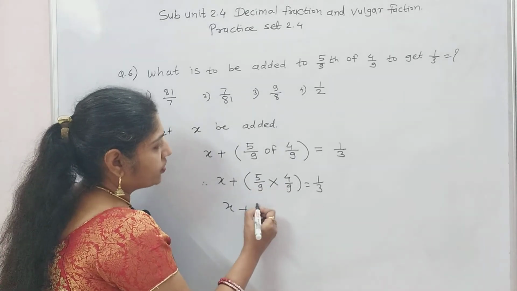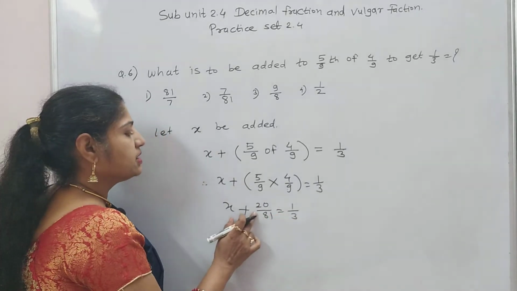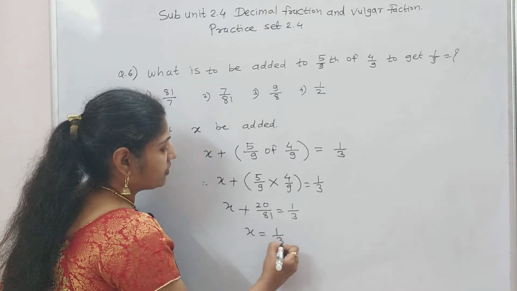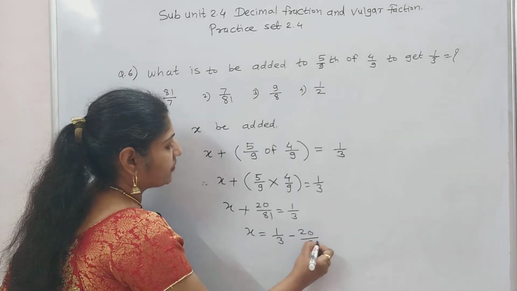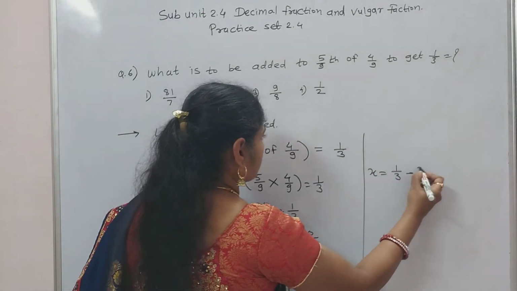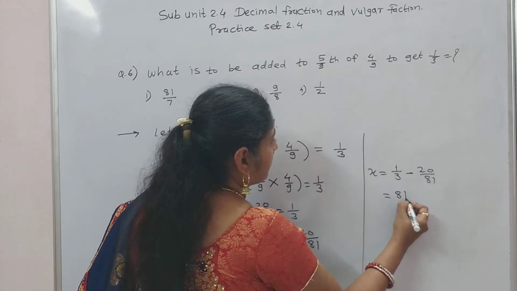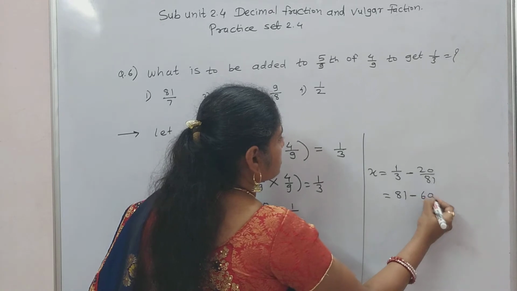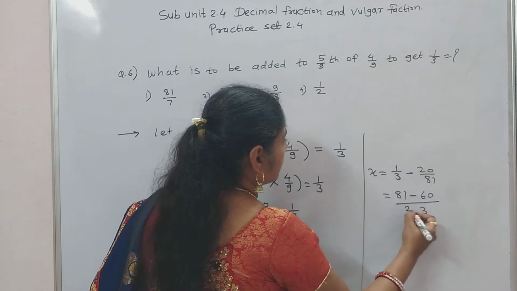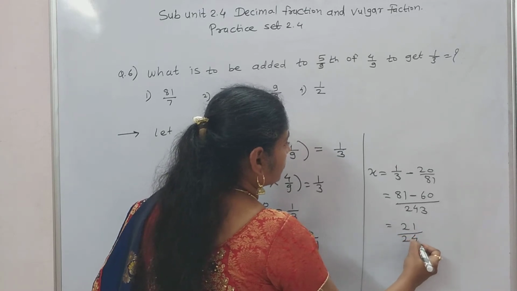So 5 into 4, 20. 9 nines are 81 equal to 1 upon 3. And this positive number goes to right hand side. It becomes negative number, minus 20 upon 81. X equal to 1 upon 3 minus 20 upon 81. By cross multiplication, 1 into 81, 81 minus 3 into 20, 60 upon 3 into 81, 3 ones are 3, 3 eights are 24. 81 minus 60, 21 upon 243.